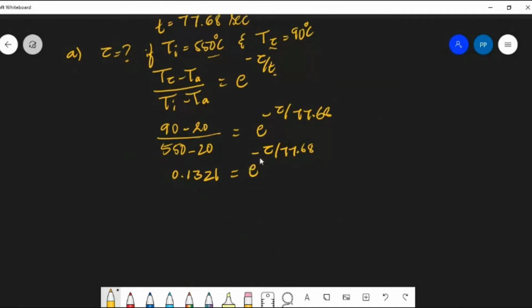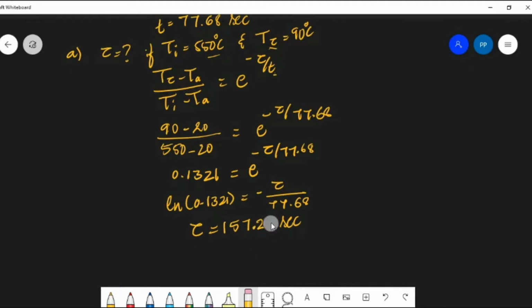So now I'll take e to the other side. It becomes ln of 0.1321 equal to minus tau divided by 77.68. If you calculate this, tau will be equal to 157.25 seconds. So this is the time required to reach 90 degrees Celsius if the cooling starts at 550 degrees Celsius. That is the solution for A.